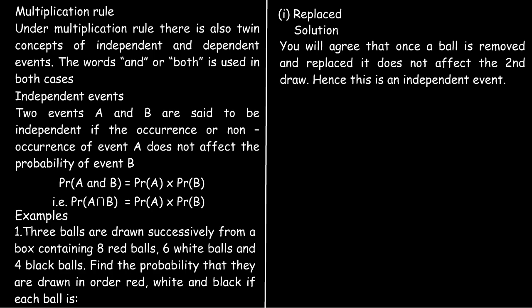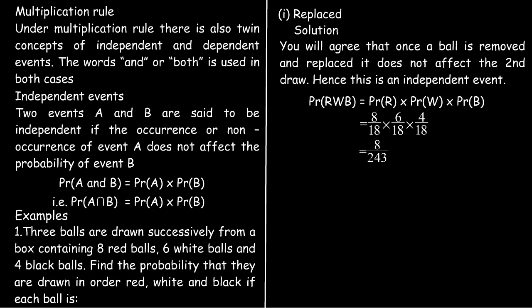You will agree that once a ball is removed and replaced, it does not affect the second draw, and this is an independent event. So the probability of getting a red, white and black ball will be equal to the probability of getting a red ball and the probability of getting a white ball and the probability of getting a black ball, which should be equal to 8/18 times 6/18 times 4/18, which should be equal to 8/243, because our total number of balls is 18.